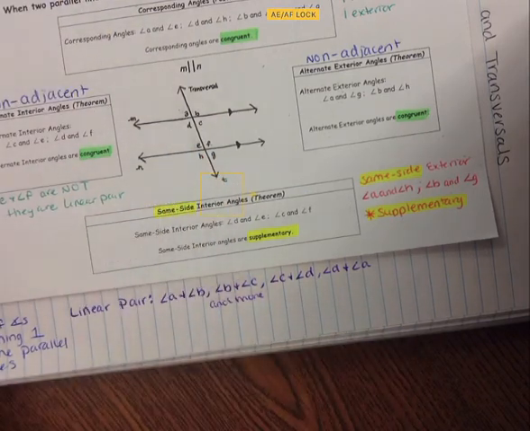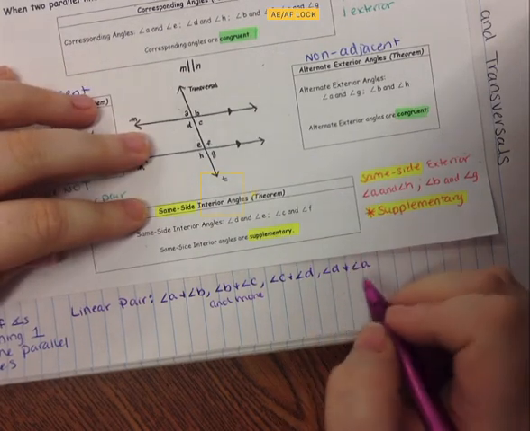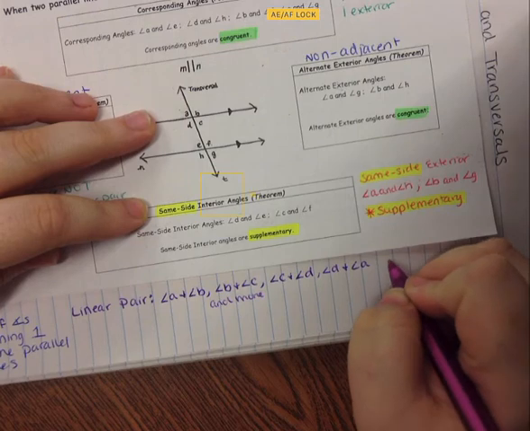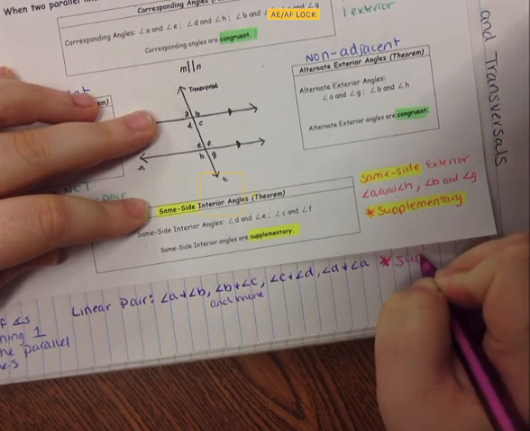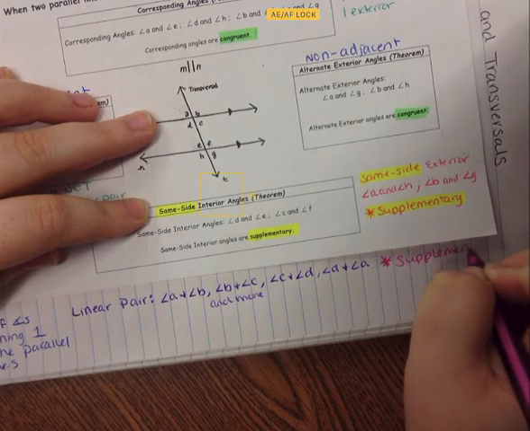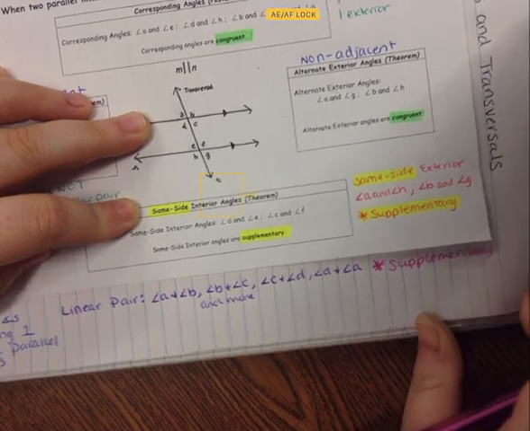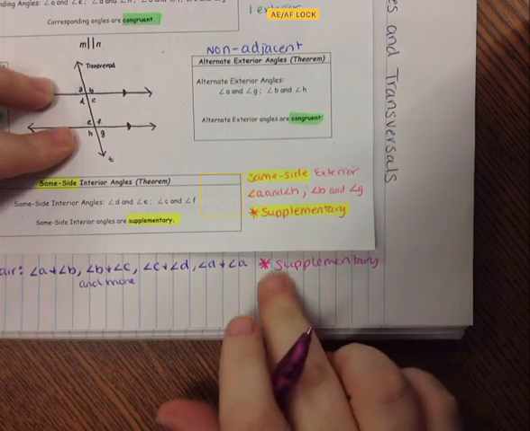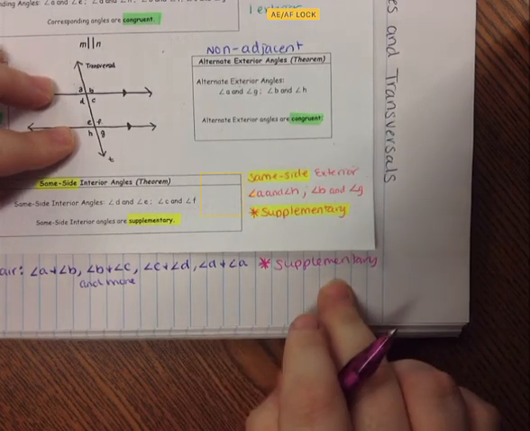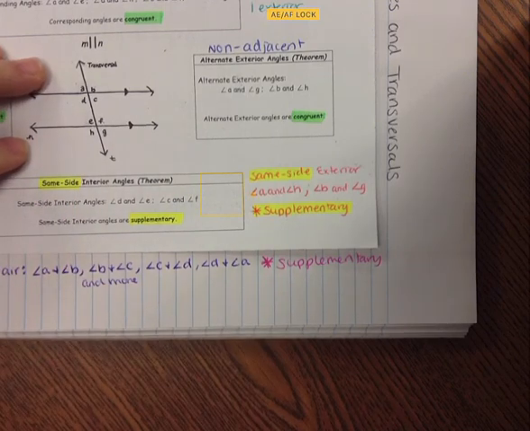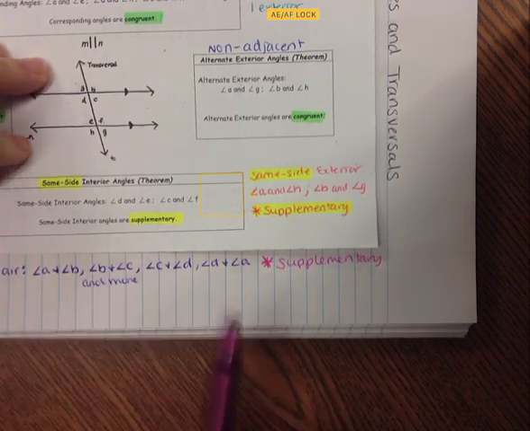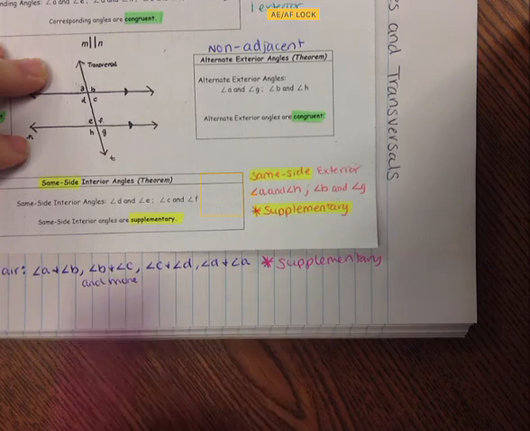Now they still have a numerical relationship. The numerical relationship for those is that they are still supplementary. These are supplementary. Still a numerical relationship. Anytime we have these types of angles, they're going to either be congruent or supplementary every time. So if you have a linear pair, those are always supplementary.